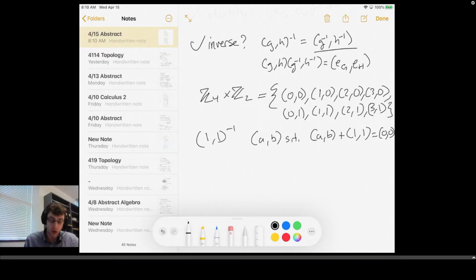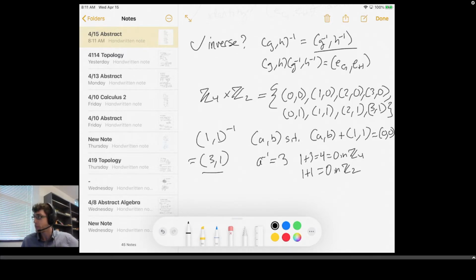We can just look. A inverse is going to be 3, because 1 plus 3 is 4, which is 0 in Z4. And 1 is its own inverse in Z2 because it's the only non-trivial element. So our inverse here is going to be 3, 1. Yeah, good.